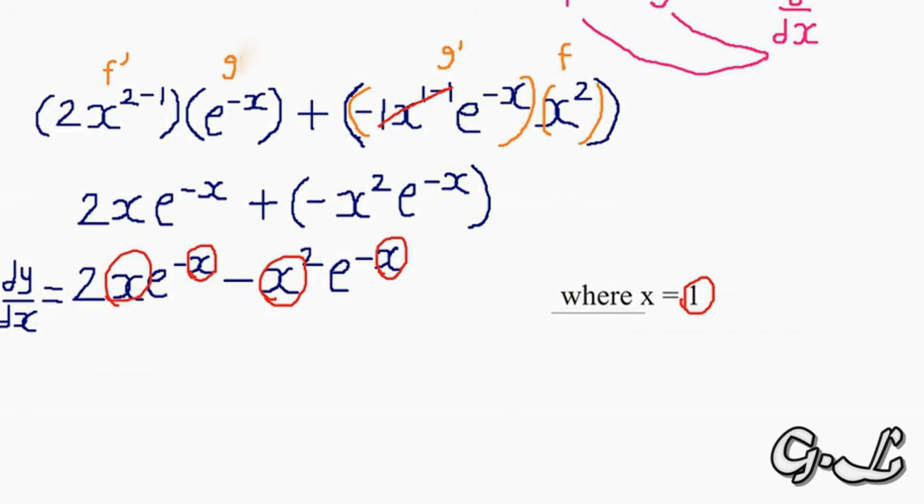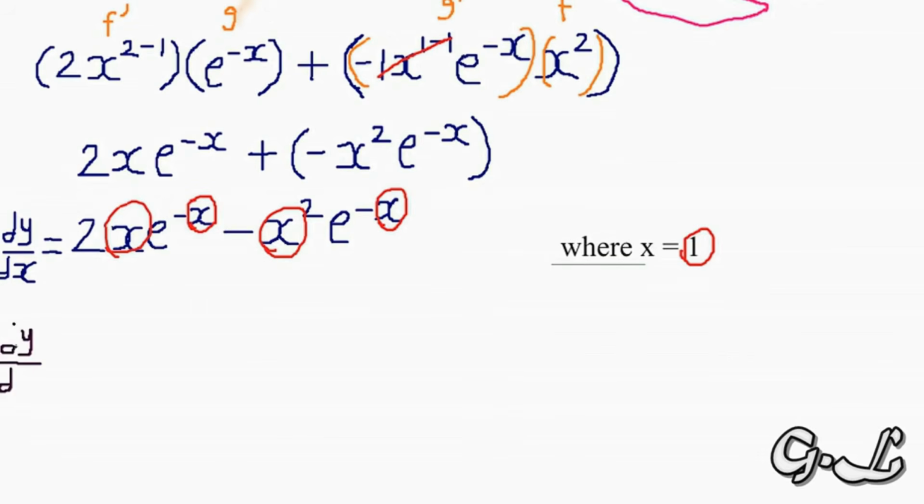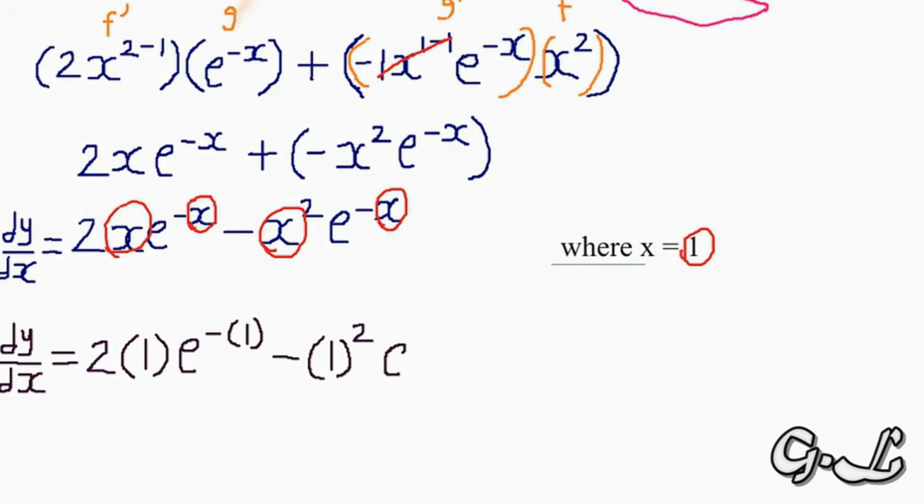So this is the expression for dy dx, and after you find it, you need to consider the x coordinate that you are given. In such a case, we're given the x coordinate as 1, so we're going to replace wherever there is x with 1 in that expression for dy dx.